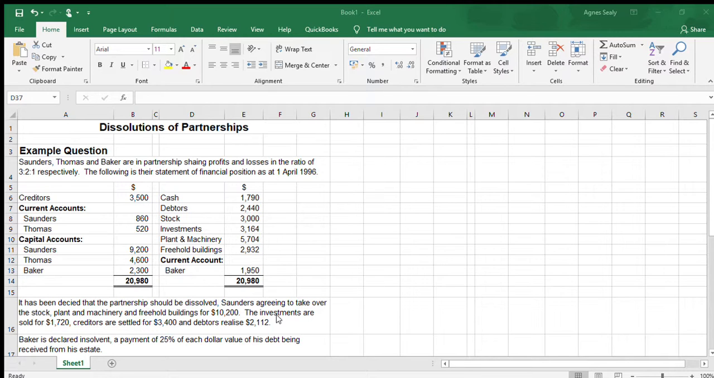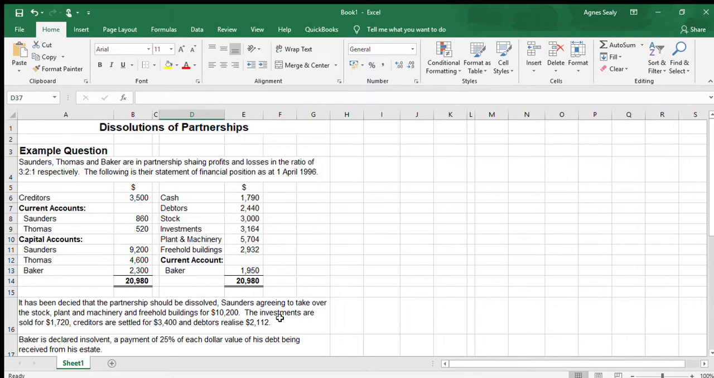This is done in the partners' profit sharing ratio. So you will use the profit sharing ratio of the partners to record the profit or the loss on realization. Again, once there's a profit, the realization account is debited and the partner's capital account is credited. If it is a loss, the partner's capital account is debited and the realization account is credited.